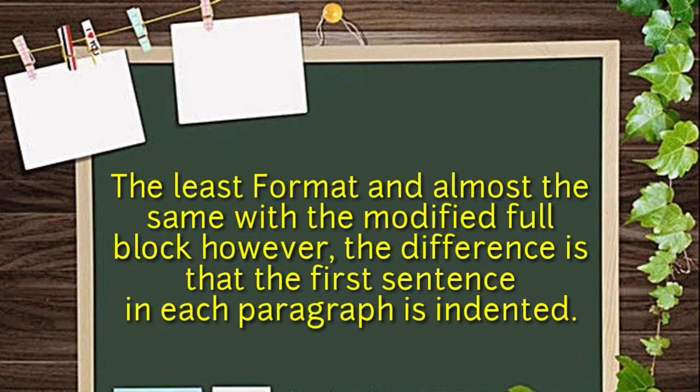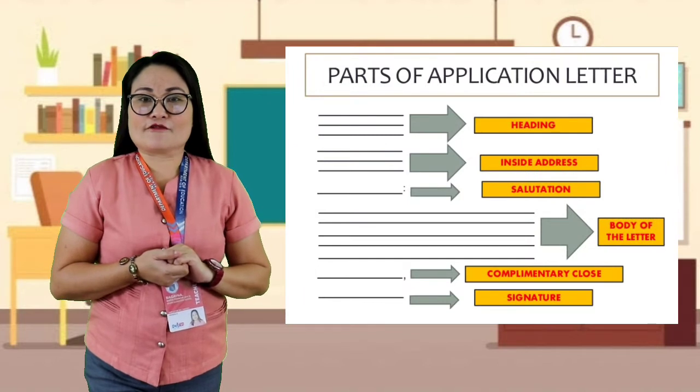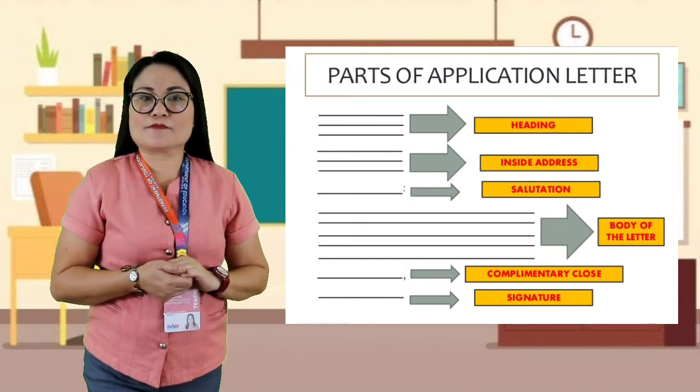The last format is almost the same as the modified full block. However, the difference is that the first sentence in each paragraph is indented. The answer is semi-block format. Did you get it? Awesome! The following are components of a letter in writing application for employment. Again, there are 5 components of a letter when you are writing an application for employment.